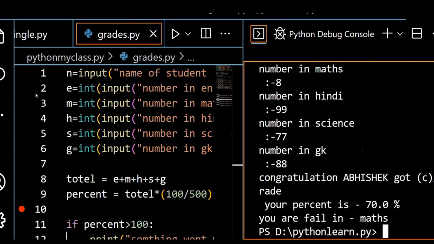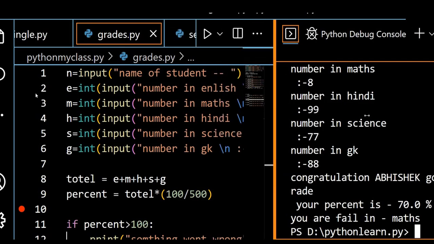Now the program is saying, "Congratulations, Abhishek, you got C grade, your percent is 70%, and you are fail in maths." So what is the program doing? The program is just calculating the percent, and as per the percent, it is assigning you a grade: A, B, C, D, or if you are fail in any of the subjects, that also it is displaying.